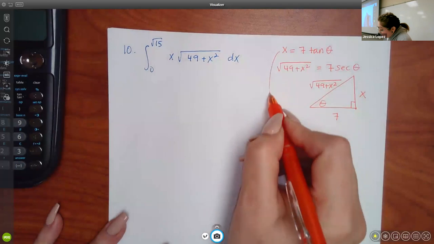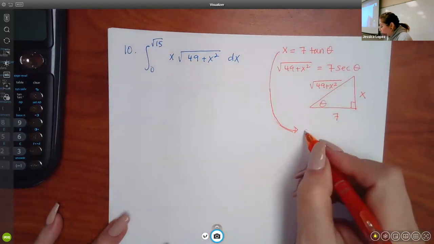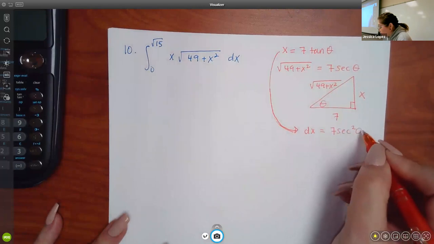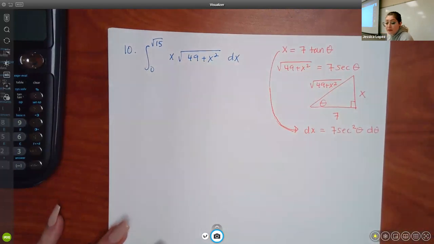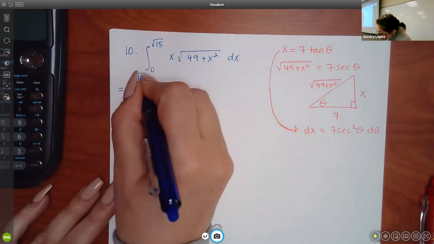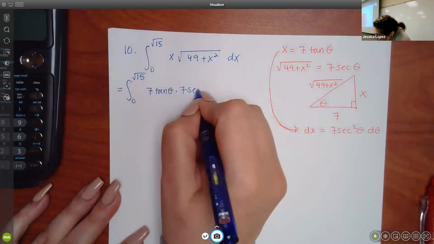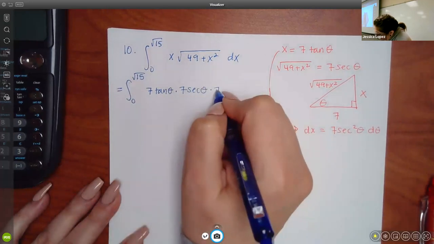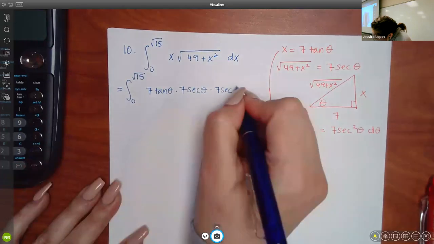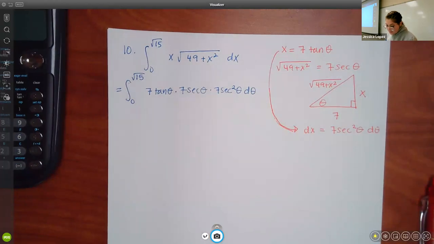So again, take your first equation and just take the derivative of both sides. The derivative of x is 1 dx. The derivative of 7 tan theta is 7 secant squared theta, and then tag on the d theta. Now we know what to replace everybody with. So this will be 7 tan theta. The radical will be 7 secant theta. And then dx will be 7 secant squared theta d theta. So 343, 7 times 7 times 7, yes.